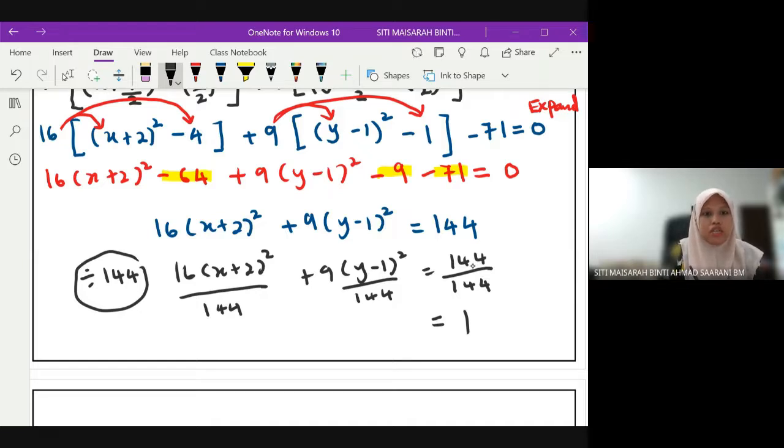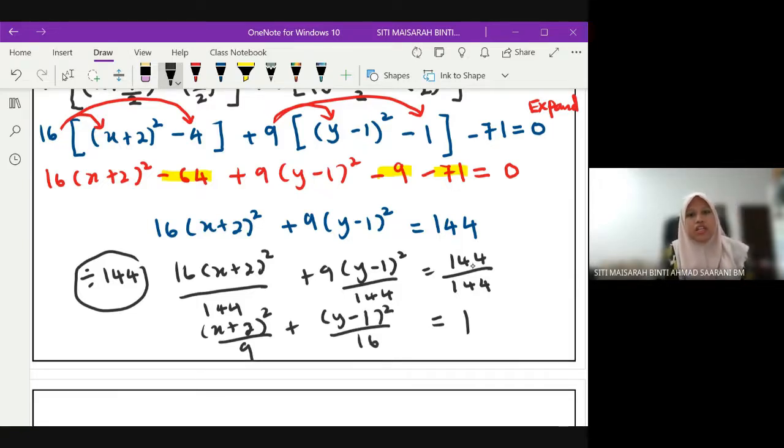This is 16 over 144. So 16 over 144 is 1/9. Maksudnya dia akan jadi x plus 2 square over 9 plus, ini pun samalah. So this one 9 over 144 we get 1/16. So then y minus 1 square over 16. So jadi inilah awak punya equation of ellipse dia.